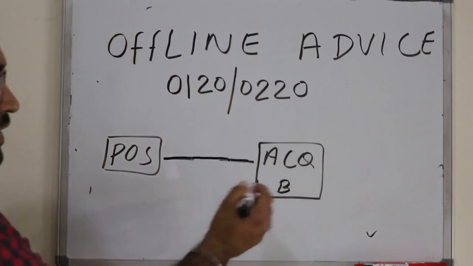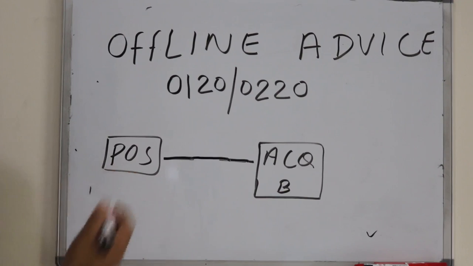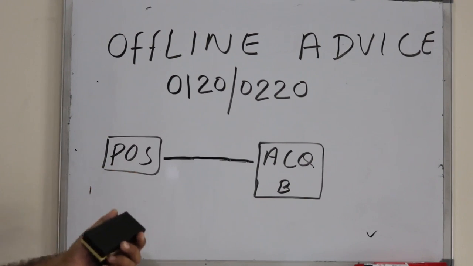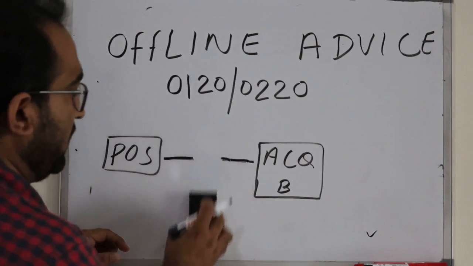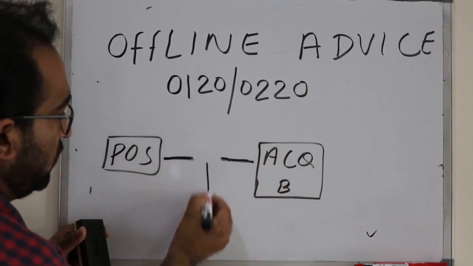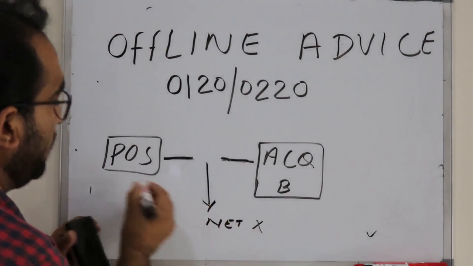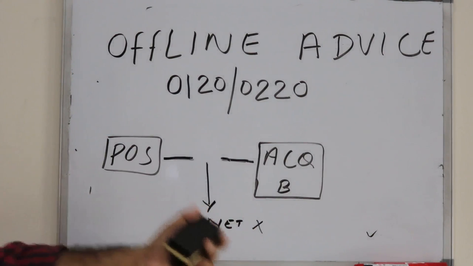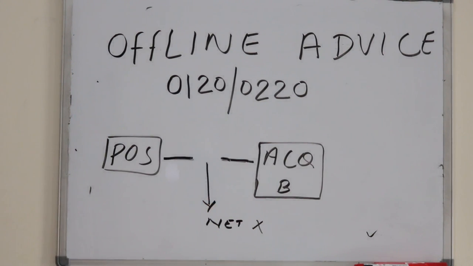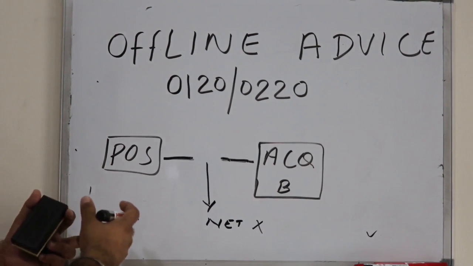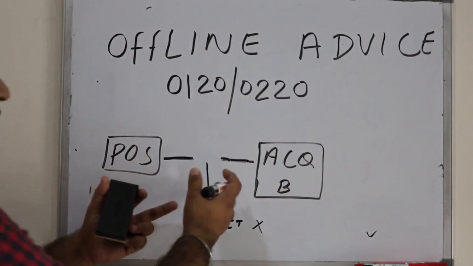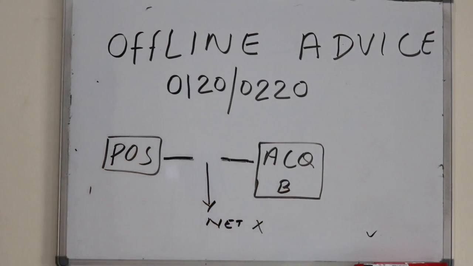There is a POS machine and this is the acquiring bank. You are trying a transaction at the POS terminal, and what happens is the connection between these two goes down. So there is no network between the POS device application and the acquiring bank application. All of a sudden the network goes down. So when you are doing a transaction at POS, it cannot reach the acquiring bank, right?